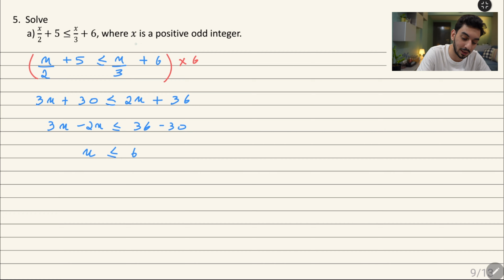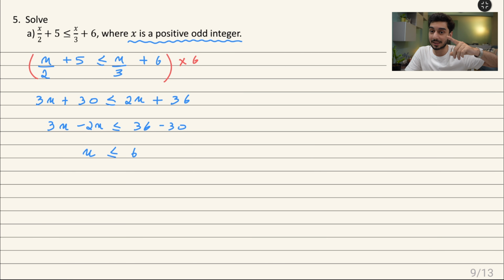But what does the question say? It says x is a positive odd integer. It has to be positive. It has to be an odd integer also. Okay, is 6 positive? Yes, it is positive. Is it odd? No, it's not odd. So I can't take 6. So what is less than 6, which is also odd? It is 5.